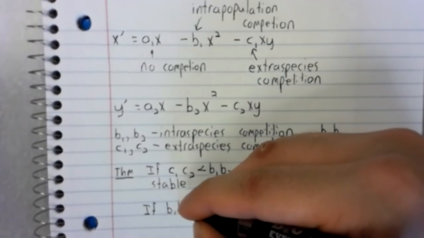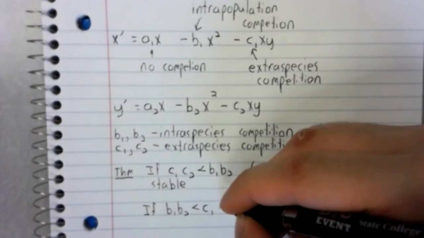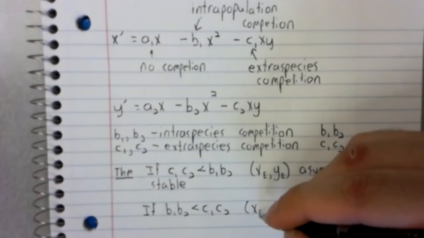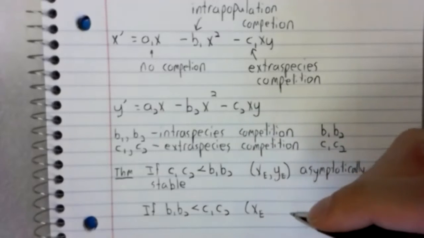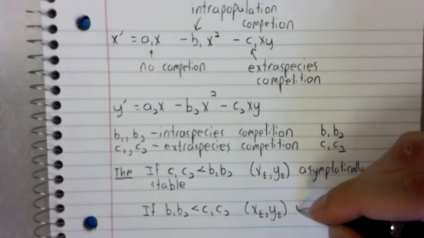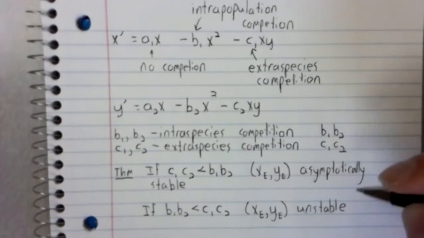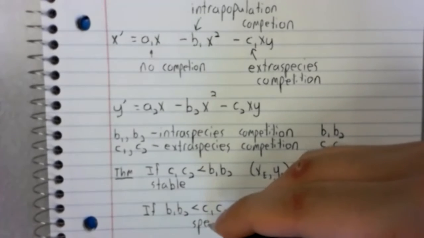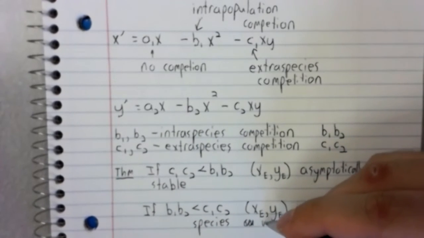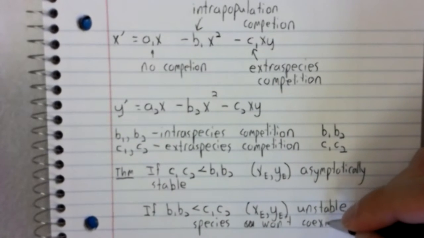If B sub 1, B sub 2 is less than C sub 1, C sub 2, the fixed point, X sub E, Y sub E is unstable. And the two species can't coexist.